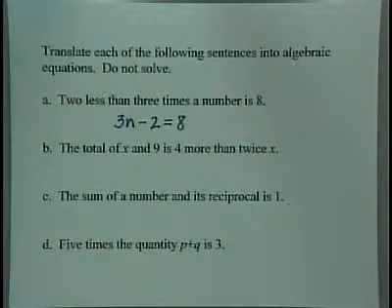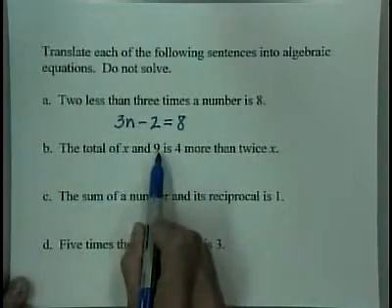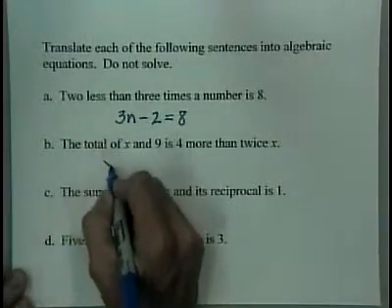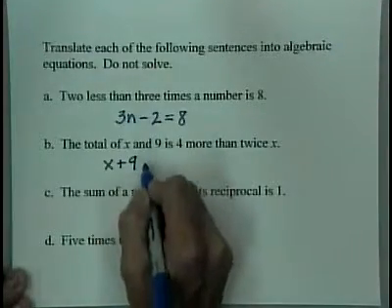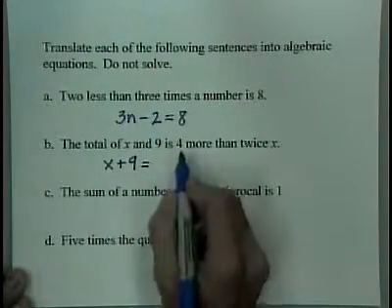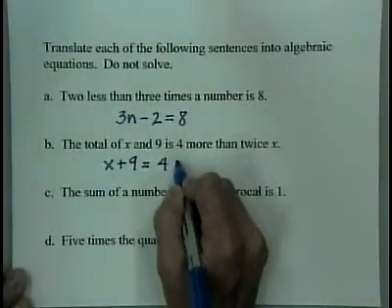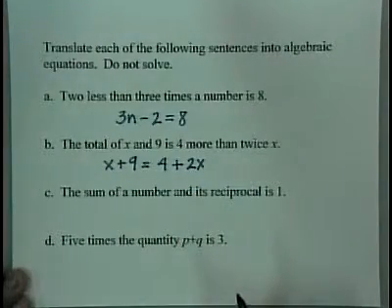Our next sentence says, the total of x and 9 is 4 more than twice x. Well, the phrase the total of x and 9 translates to addition, so we'll write x plus 9. Is translates to equals. 4 more than twice x becomes 4 plus 2 times x.